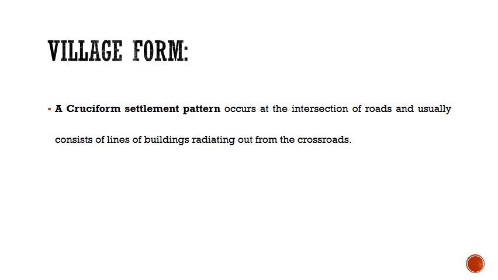A cruciform settlement pattern occurs at the intersection of roads and usually consists of lines of buildings radiating out from the crossroad.